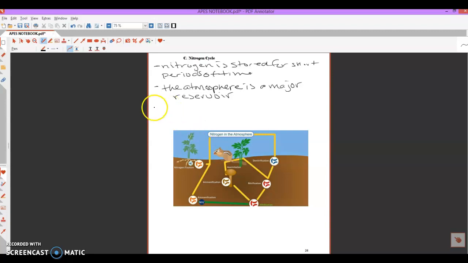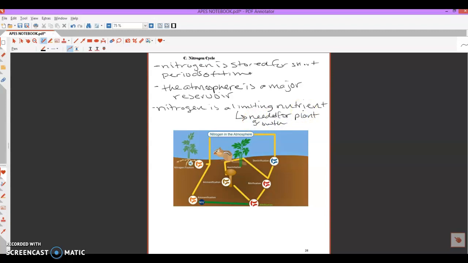Okay? Now, nitrogen is what we call a limiting nutrient. And what this means is it is incredibly important for plant growth. And if nitrogen is not available for plant growth, they simply will not grow. So if it's not there, they're going to die. That's why it's called a limiting nutrient. So this is going to be needed for plant growth.